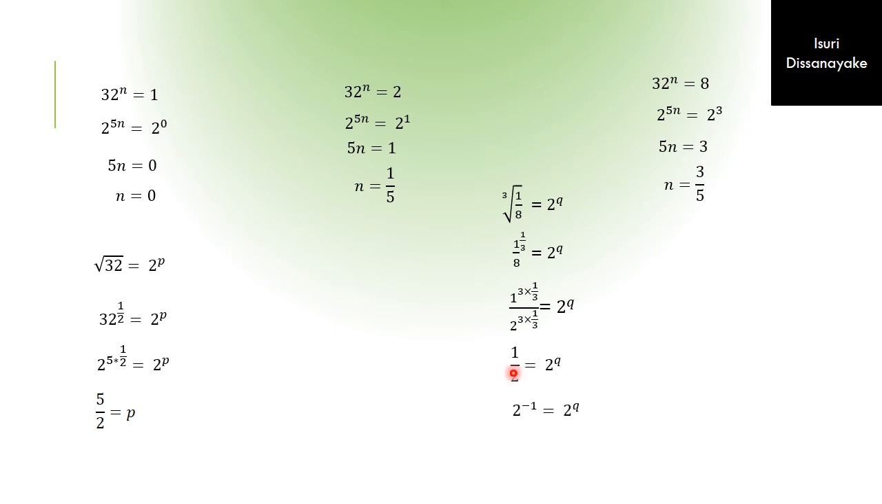So you can bring this 2 up above here, up to the numerator. At that time, the sign of the power changes. So it becomes a negative power. 2 to the power minus 1 is equal to 2 to the power q, whereas q is equal to minus 1.